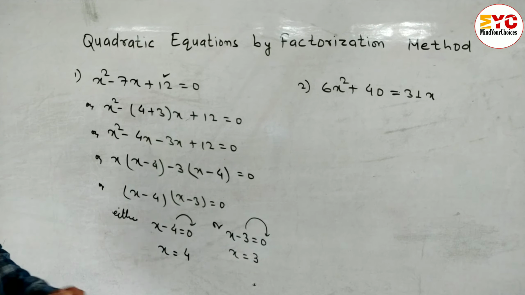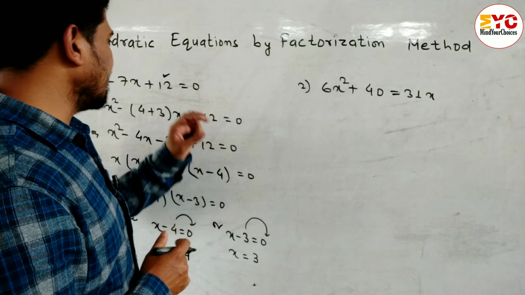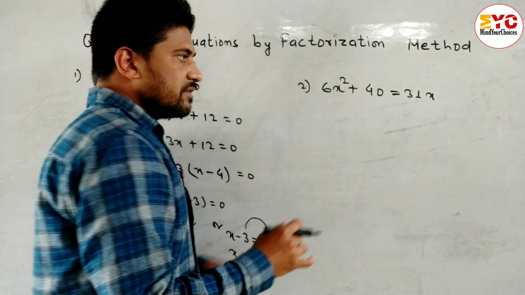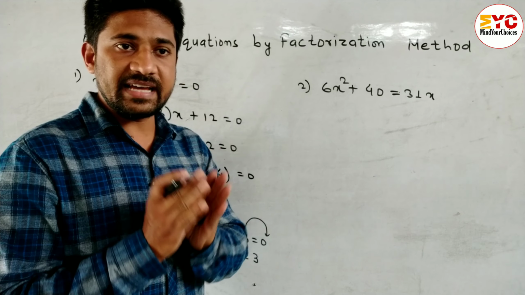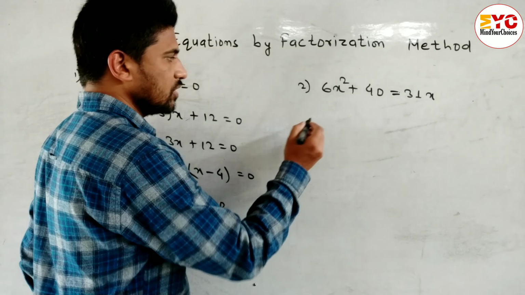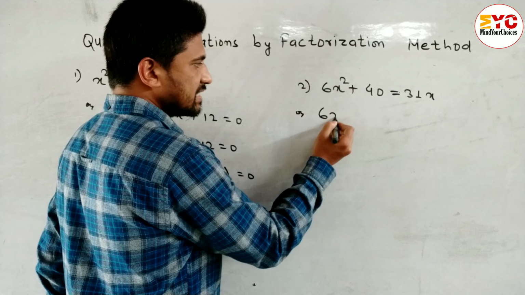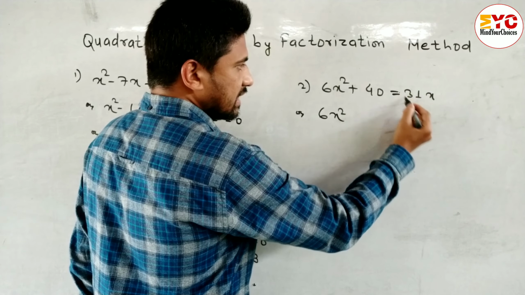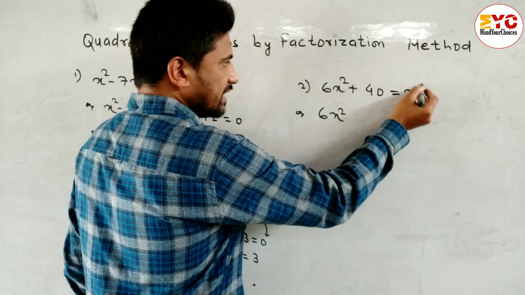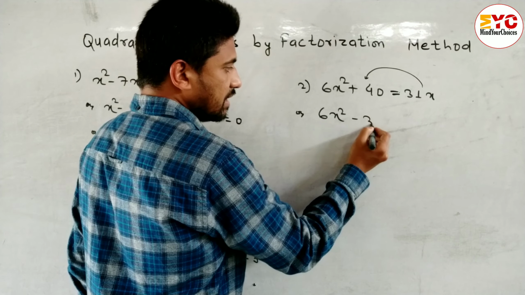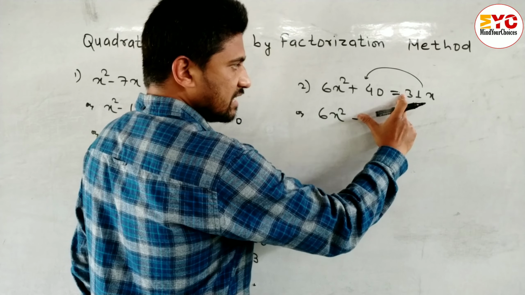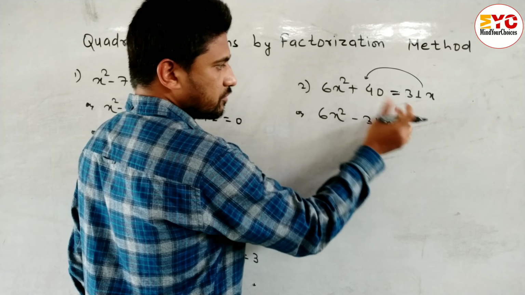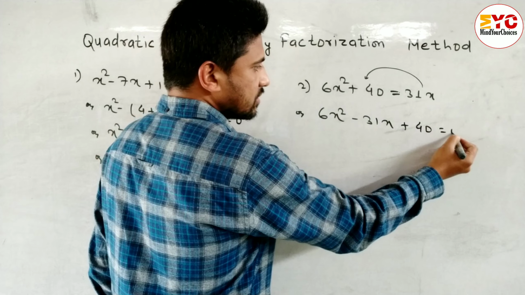Now look at the next. This one is a little bit different type: 6x square plus 40 is equal to 31x. First of all, we have to arrange it in quadratic form, ax square plus bx plus c is equal to 0. So first we write down 6x square. After that, we write the x part. Here is 31x, which is positive, so when you take it to the left side, we have to change the sign. If plus, we write minus: minus 31x. After that, plus 40, so we write plus 40 is equal to 0.